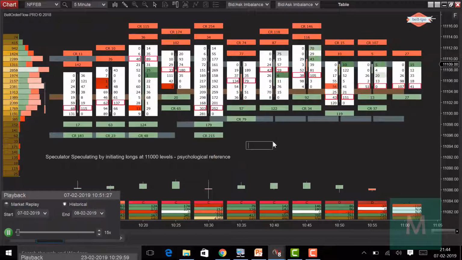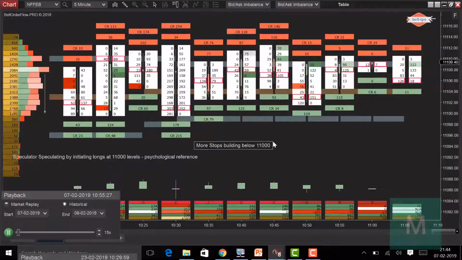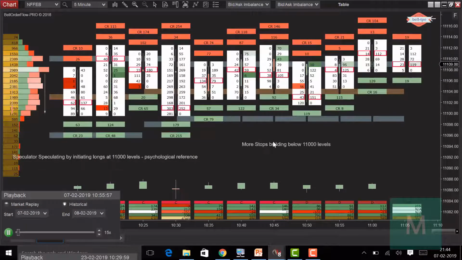So these kinds of things, if you're seeing this, one of the things you should stay away from is that more and more stop loss is getting built around 11,000 levels. We know that it's going to break, but still you should stay away from trading towards these kinds of zones. As a trader, one should clearly avoid those levels.